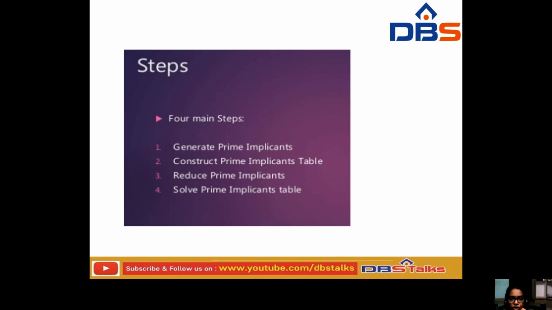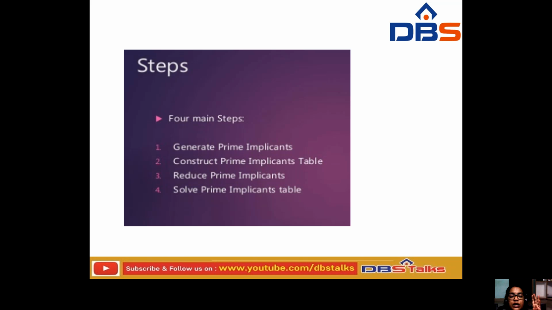The four main steps are: first one, he has to generate the prime implicants for that particular number. And next one is he has to construct the prime implicants table. He has to generate some table and construct the prime implicants for that particular table. And next one is he has to reduce the prime implicants. And next one is he has to solve the prime implicants table.